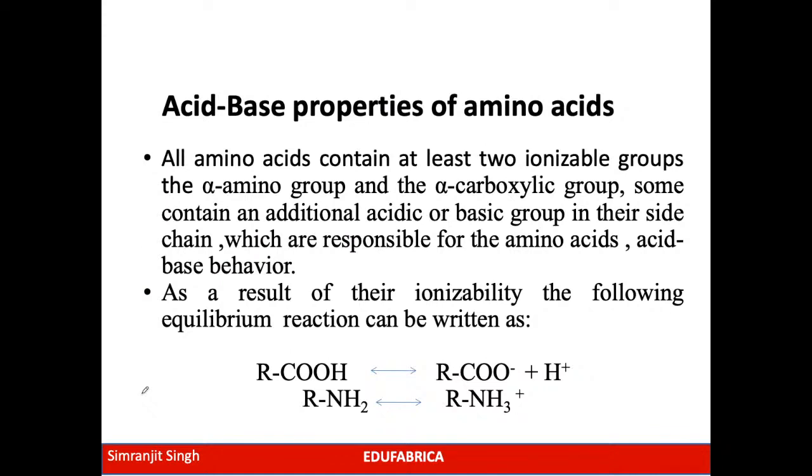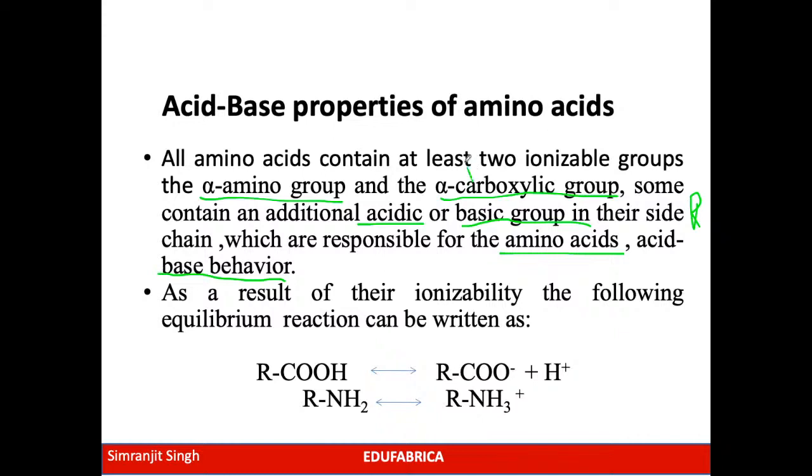Then acid-base properties of amino acids. All amino acids contain at least two ionizable groups. As we have discussed, they have two ionizable groups, that is the alpha amino group and the alpha carboxyl group. And some amino acids also have an additional acidic or basic group in their side chain. The R chain that we discussed, the bottom one, also has an additional acidic or basic group which is responsible for the amino acids' acidic and basic behavior.